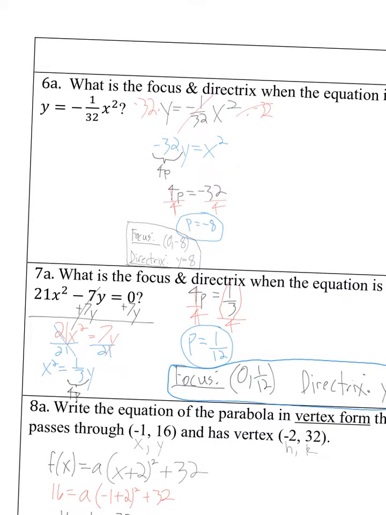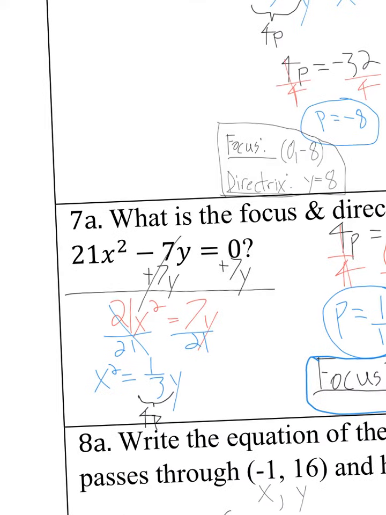7a, what's the focus and directrix when the equation is that? So, get it in x squared equals, so I add 7y to the other side. So now it says 21x squared equals 7y, so I divide by 21 instead of 7 because it needs to be x squared equals. That's why you have to divide by 21. So 7 over 21 equals 1/3. So x squared equals 1/3 y, so that 1/3 is your 4p.